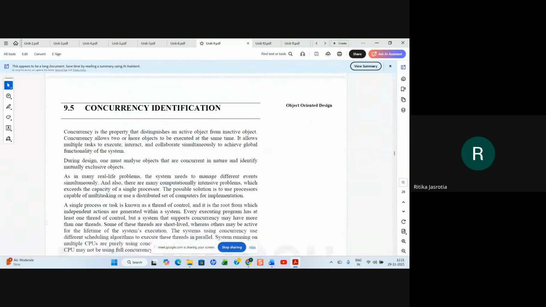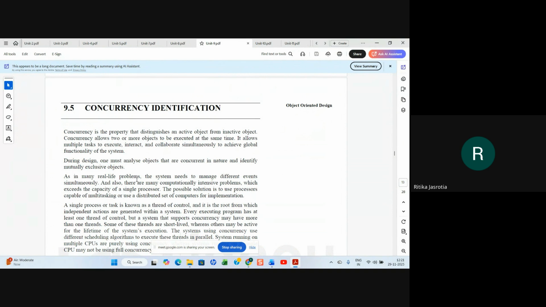Concurrency is a property that distinguishes an active object from an inactive object. Concurrency allows two or more objects to be executed at the same time. It allows multiple tasks to execute, interact, and collaborate simultaneously to achieve the global functionality of the system. During design, one must analyze objects that are concurrent in nature and identify mutually exclusive objects, that means they are running simultaneously.